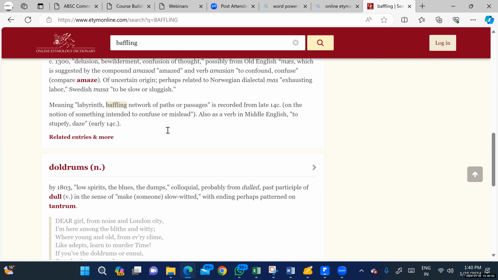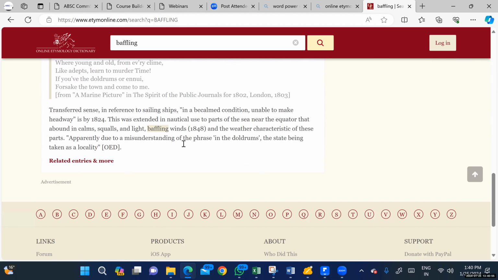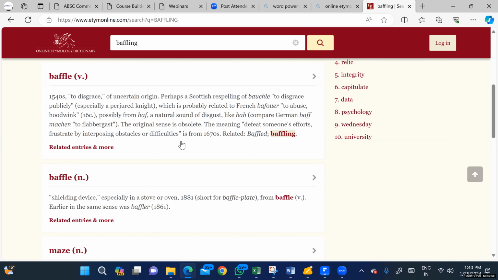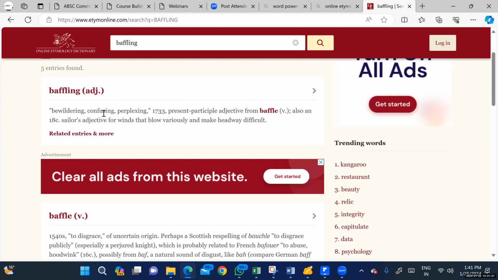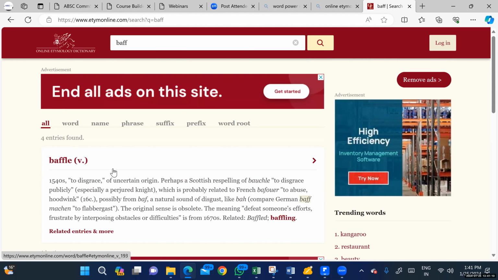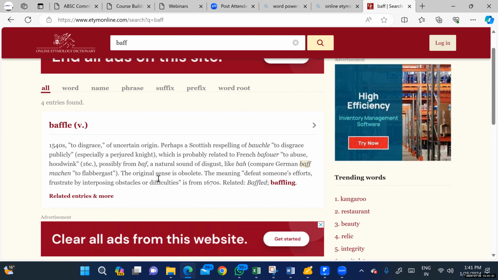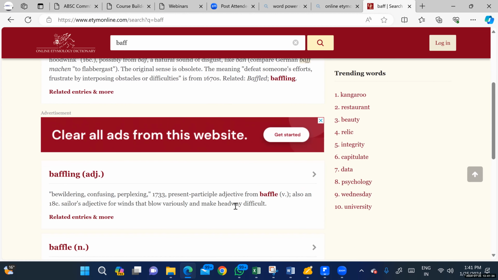Confused or mislead. So it talks about bewildering, confusing, perplexing. See, baffle is to disgrace. It says there's no certain origin of this word. It says the root word where they are found is bach, compared German bach, machine, or washer, to disgrace publicly. So we always try to find the root word, and from the root word we get the answer.